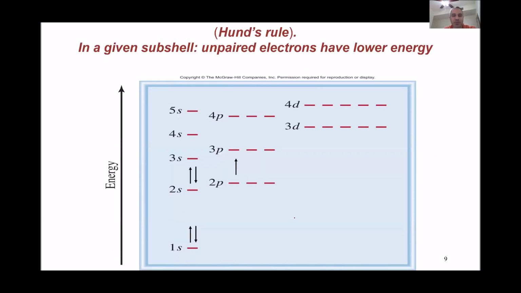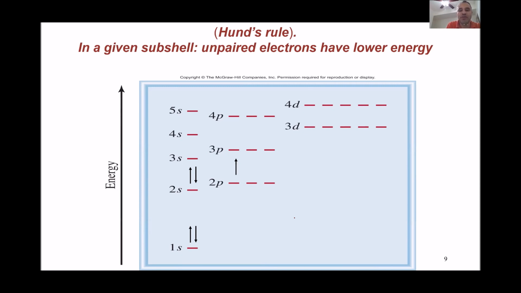The third rule that controls how we distribute electrons in any atom is called Hund's rule, and it basically states that unpaired electrons will have lower energy. The overarching rule is that electrons always prefer lower energy configurations. Unpaired electrons have lower energy configurations because they will have lower repulsion with each other.